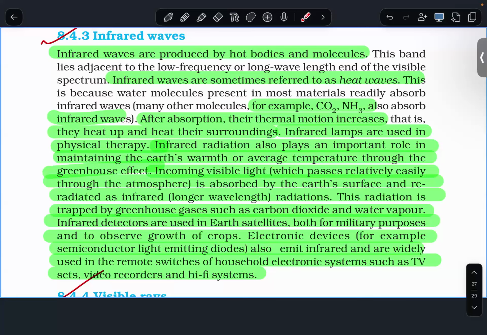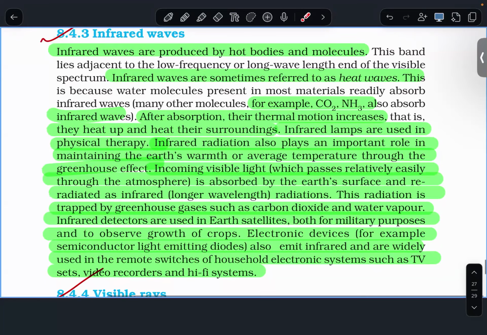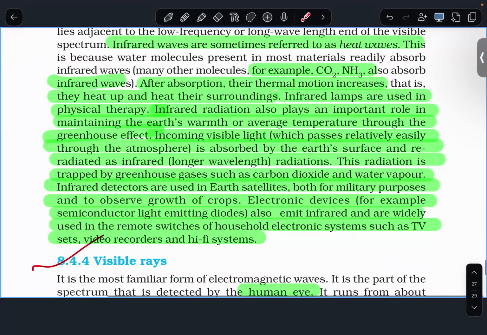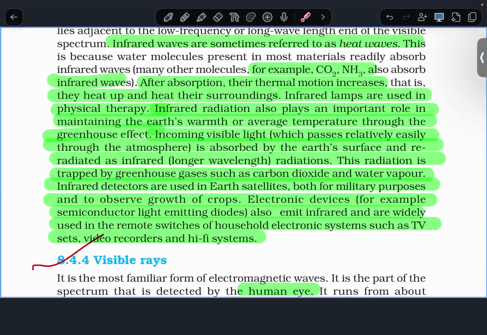Electronic devices, as I just mentioned, LEDs. Your remote has an infrared LED in the front part through which you communicate with your TV. Video recorders and hi-fi systems also have the same. It works in the infrared range.